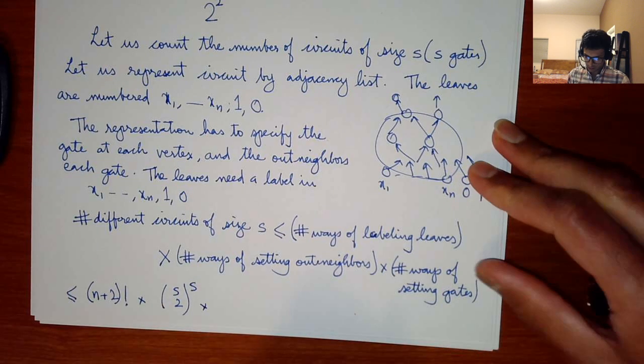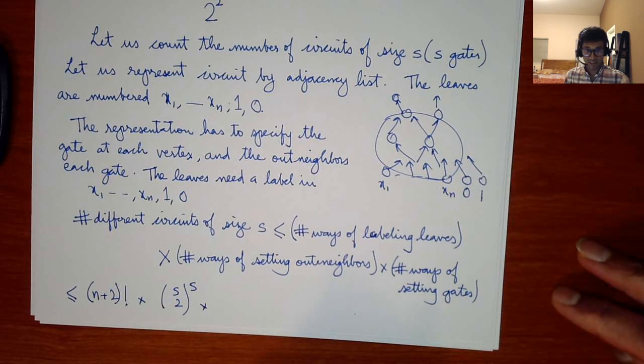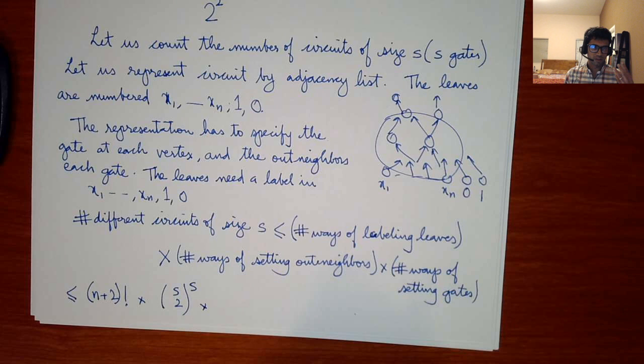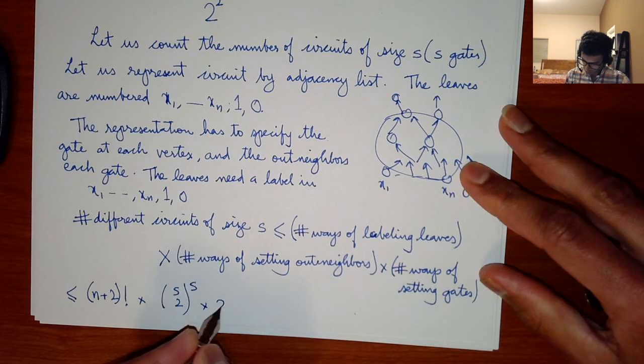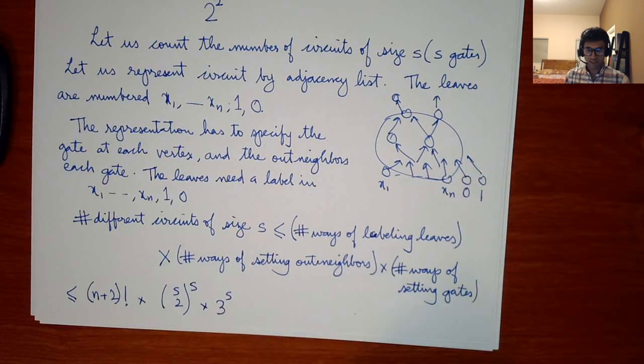Times the number of ways of setting the gates. Now, there are 3 possible settings for the gates: AND, OR, or NOT. So that's 3 to the S. Right? It's 3 to the S. Now, note that you can assume that, in a sense, S is going to be at least n, because that's the number of vertices.